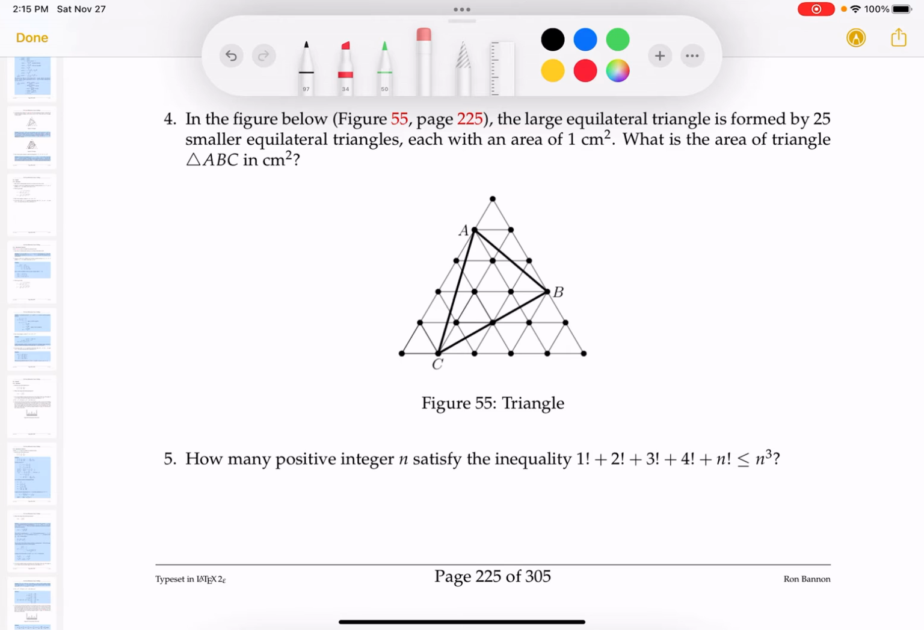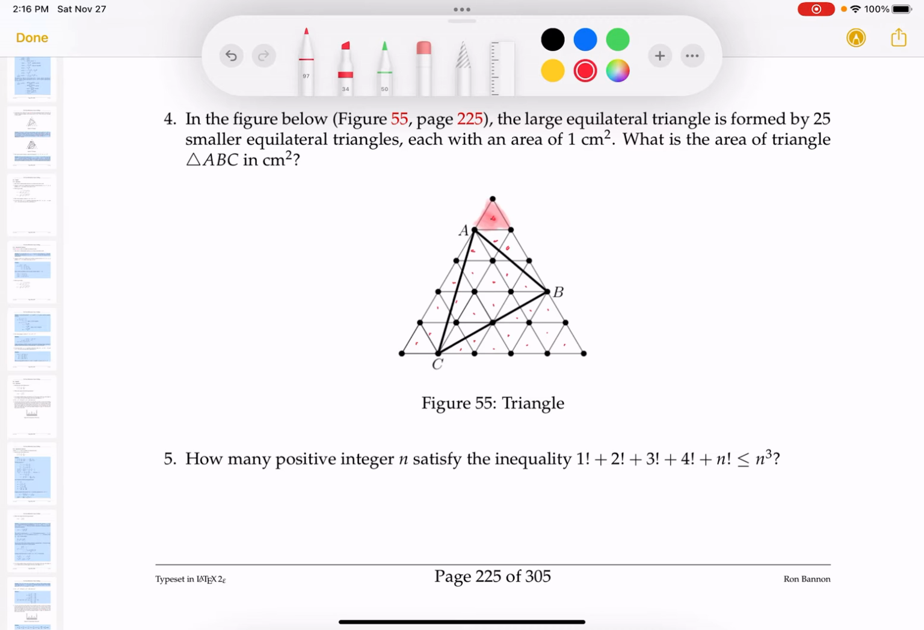I want to do something here that might seem a little bit strange to some students. I'm going to just count everything up. And it says over here in the figure, the large equilateral triangle is composed of 25 smaller ones. So, the smaller ones, let me just shade one of the smaller ones in for you. Like this is a small one over here. And they say there's 25 of them. Let me just go through the counting of it for you. 1, 2, 3, 4, 5, 6, 7, 8, 9, 10, 11, 12, 13, 14, 15, 16, 17, 18, 19, 20, 21, 22, 23, 24, 25.